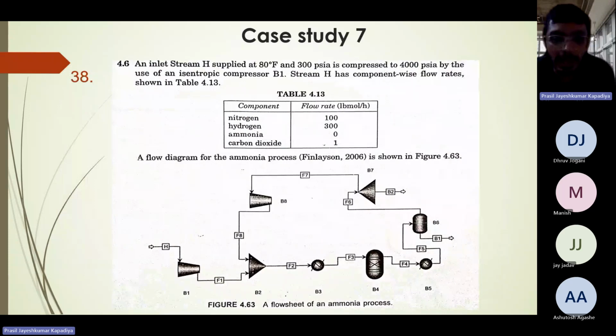An inlet stream H is supplied at 80 Fahrenheit and 300 psia and is compressed to 4000 psia by the use of isentropic compressor B1. The stream H has component-wise flow rates shown in the figure. So we are given nitrogen, hydrogen, ammonia, and carbon dioxide. The flow diagram for the ammonia process is shown in this figure. So this is the flow diagram.